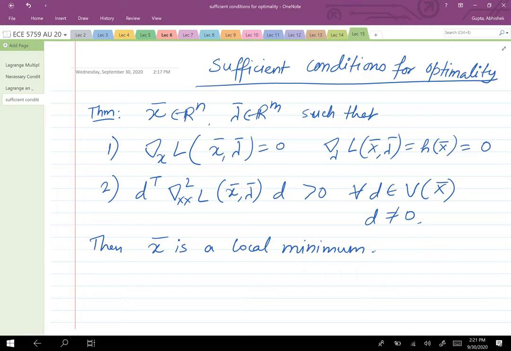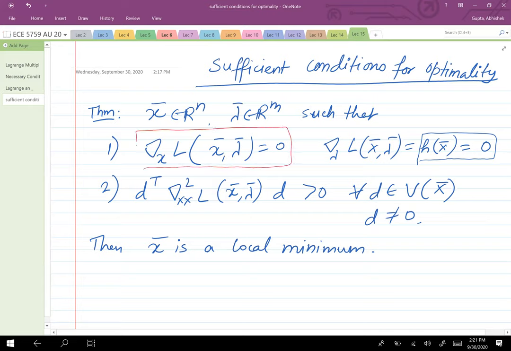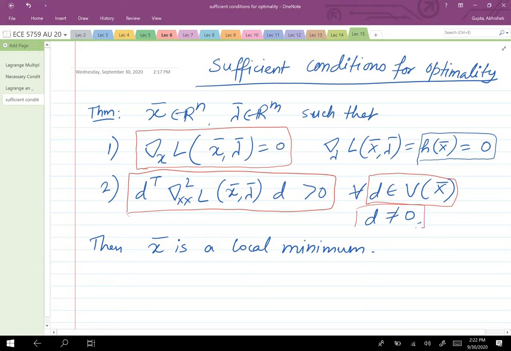Okay, so these are the sufficient conditions for optimality. I need two vectors here. One is x bar and lambda bar. x bar must be on the constraint surface, so h of x bar must be equal to zero. The first derivative of the Lagrangian must vanish at x bar, lambda bar. So this first derivative of the Lagrangian takes as input both x bar and lambda bar. And then the second derivative at x bar, lambda bar must satisfy this expression. It has to be strictly positive for all d that is in the first order feasible variations, but d is not equal to zero. In which case we can safely conclude that x bar is a local minimum.